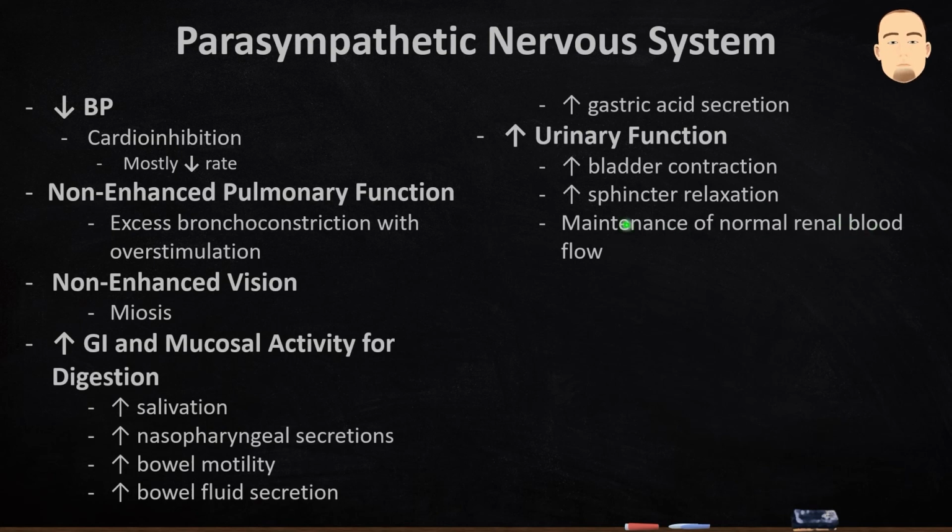So we're not constricting afferent arterioles if we have low sympathetic, right? So it's not that the parasympathetic is necessarily promoting dilation of the afferent arterioles. It's that lack of sympathetic is allowing the dilation to persist, to have good urine production. Pro-tear formation or lacrimation.